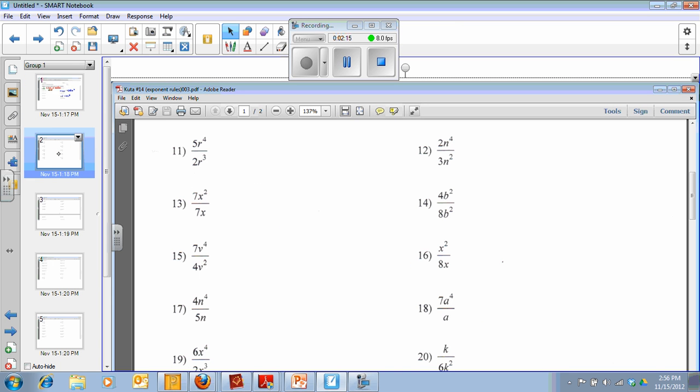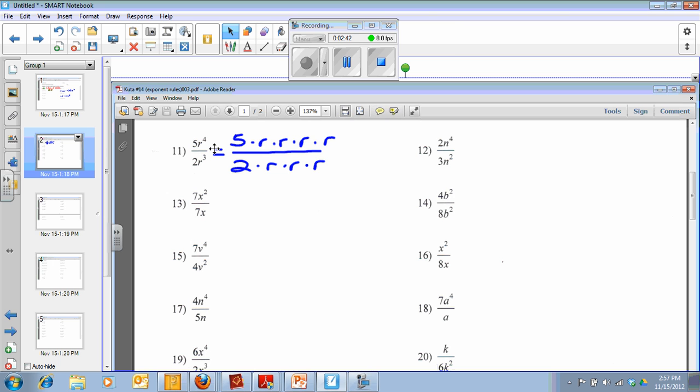Now we're going to try to simplify ratios that have exponents. And once again, I'll give a couple examples. I'm going to write these in expanded form, and oftentimes this is the easiest way to solve these. So 5r to the 4th is just 5 times r times r times r times r. All of this is divided by 2r cubed, which is 2 times r times r times r.